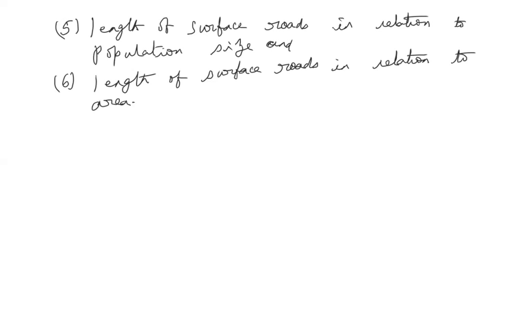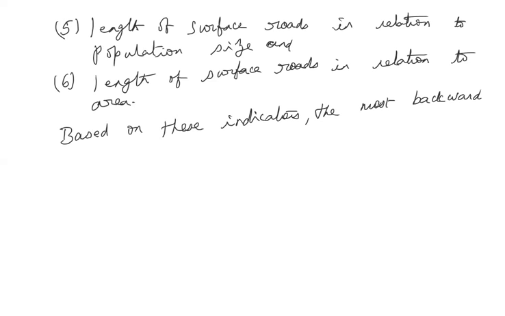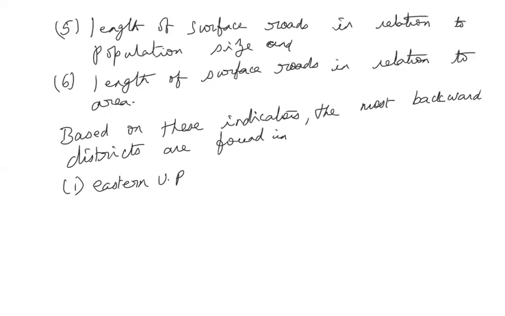So based on these indicators, it has been found that the most industrially backward districts in our country are found in, first one, Eastern UP. Not the entire East, but backward districts are there in Eastern UP.